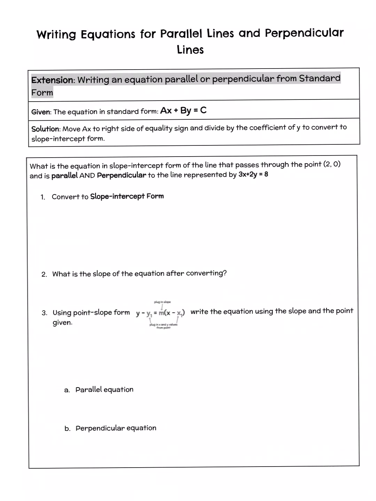Here's the extension. We're going to write an equation parallel or perpendicular from standard form. So what needs to be given to us? The equation in standard form has to be ax plus by equals c, where a, b, and c are whole numbers. So the solution is first move ax to the right side of the equality sign and divide by the coefficient of y to convert to slope-intercept form. So what does that mean? We're going to go ahead and use an example to see what we're talking about.